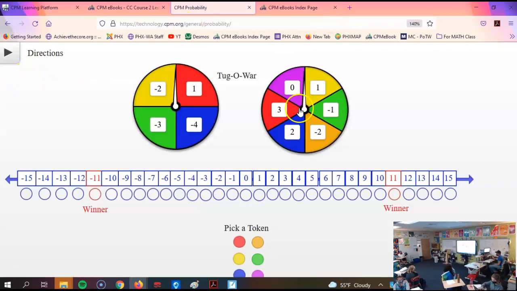Alright, so the tug of war game we're about to play. How this works: each person will take turns spinning and composing your numbers. What do I mean by composing? Putting them together. When you compose something, you put it together. So, I spin, I get a -2 and a -2. I can add, subtract, multiply, or divide. My end goal is either to get to -11 or +11.